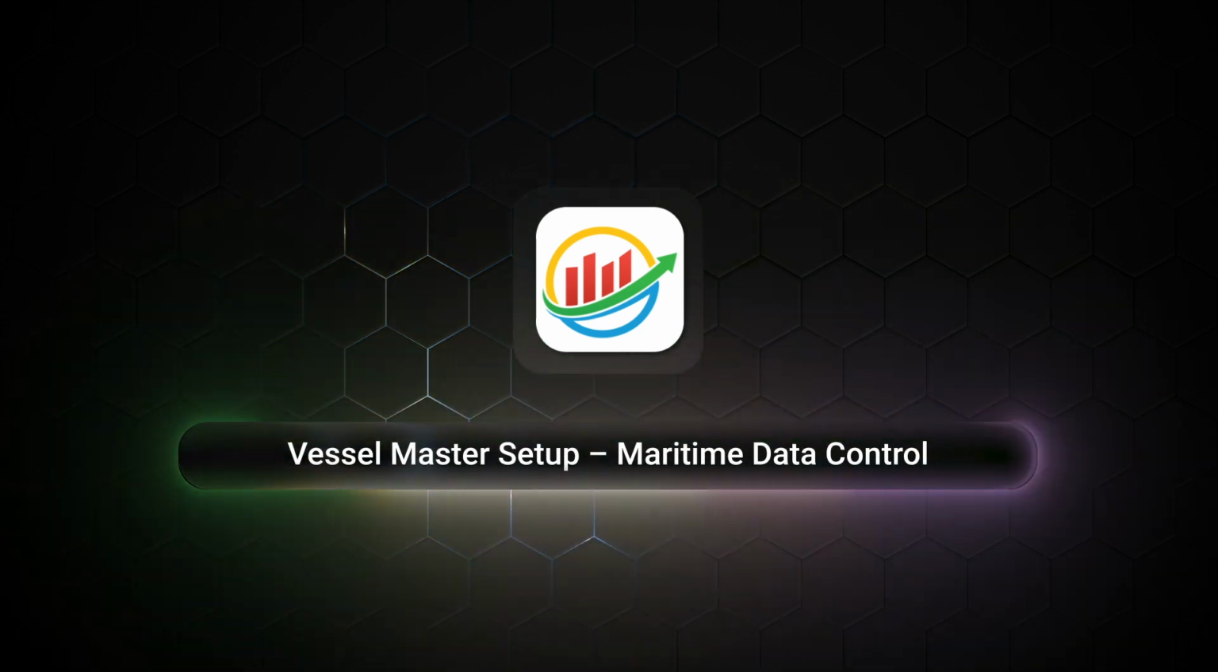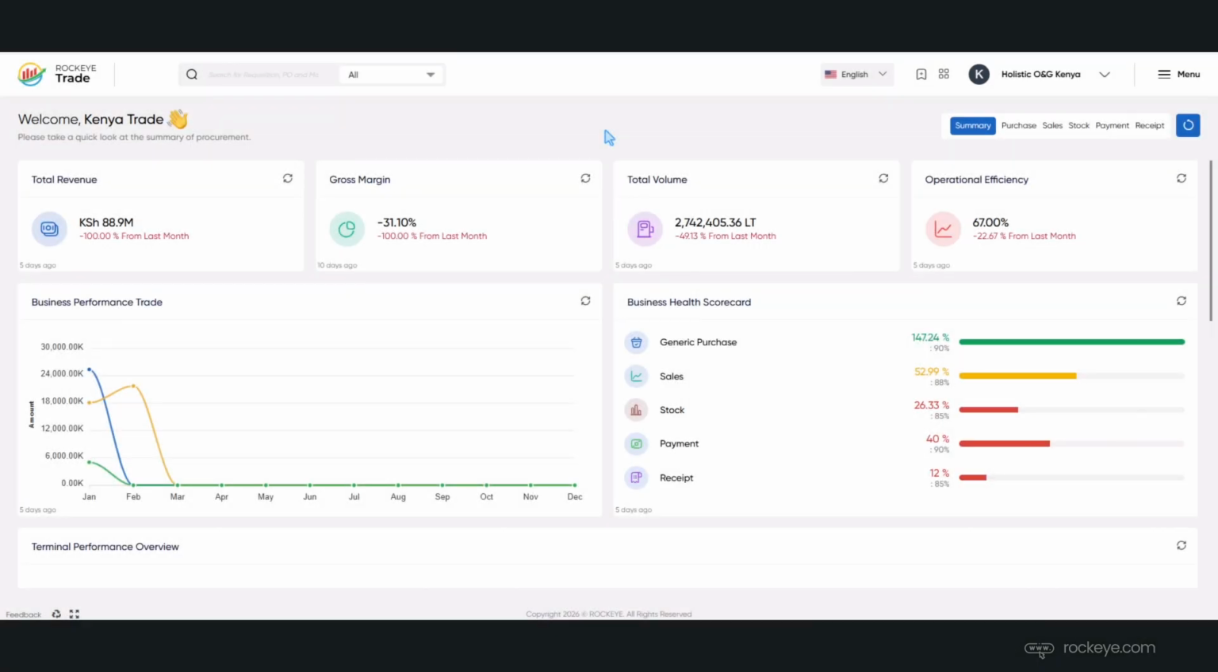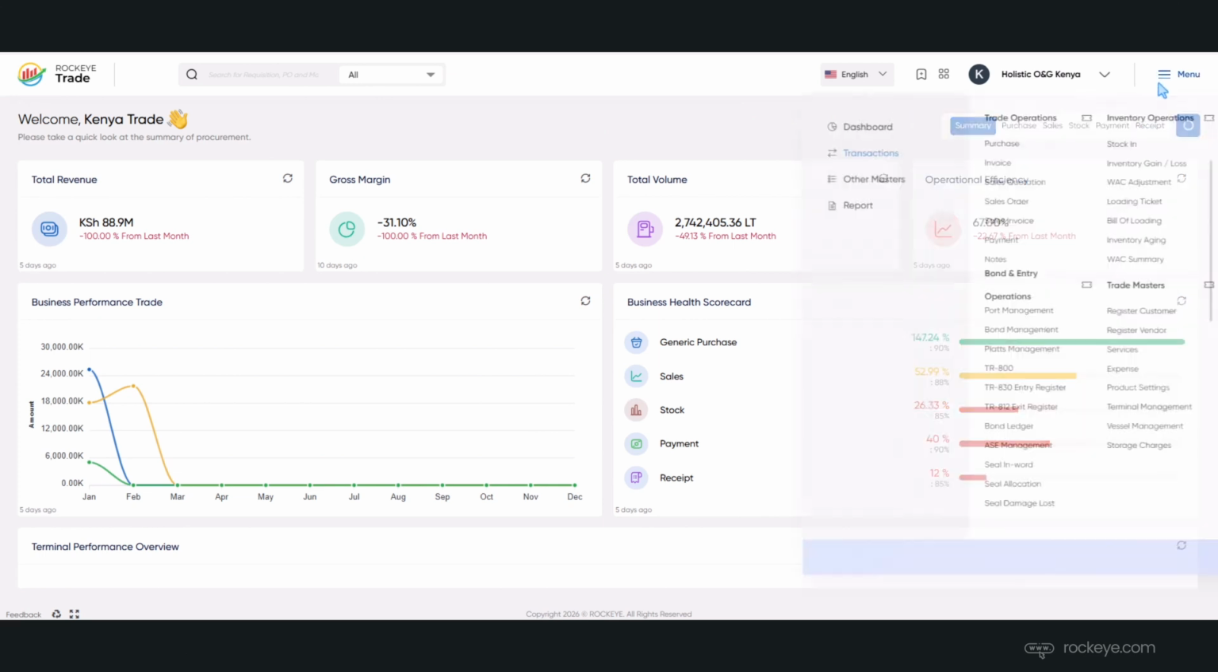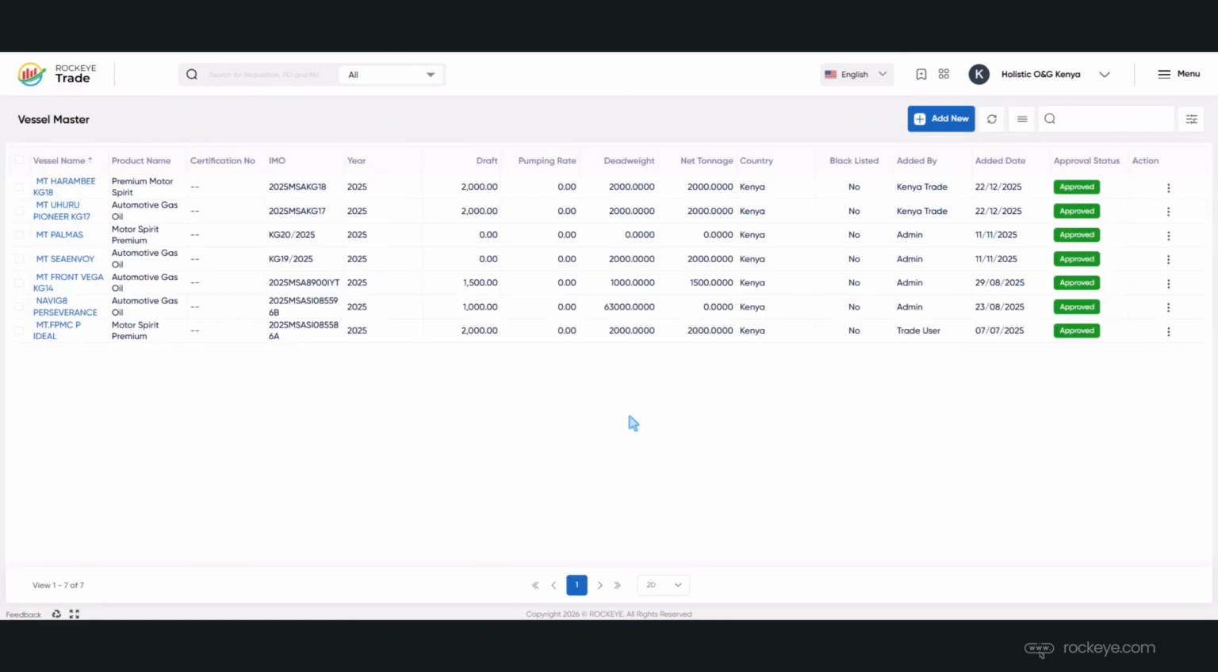Configure vessels with IMO, capacity and compliance data. Vessel management begins in the Trade Masters, the central repository for maritime logistics. This module centralizes nautical data to ensure accurate tracking across the global supply chain. The Vessel Master provides a comprehensive overview of the fleet and its current status.